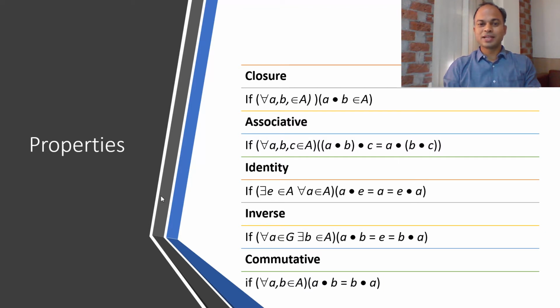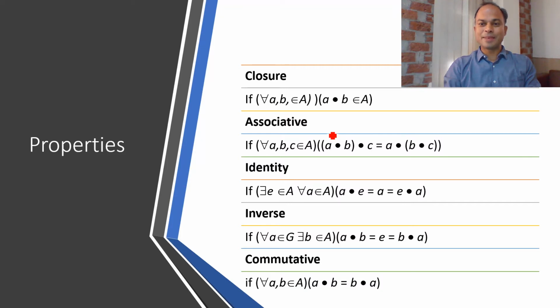First of all, we are discussing the closure property. Say here, we have two elements. Elements are A and B, and these elements belong to set A. Then we are writing here A dot B. Dot is here the binary operation. A dot B further belongs to set A. Then this property is called closure property.